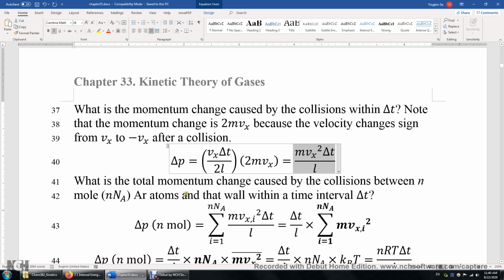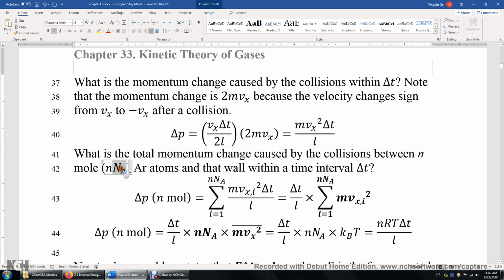Now, what if we have n mole argon atoms? So n mole atoms is n times this Avogadro constant, so n times N sub A atoms. And then we'll have to sum up all the changes in momentum for all these n mole atoms. So in total, the momentum change caused by the collisions to these n mole atoms is this. We'll have to use a sum sign here. So it's going to be just the sum of the momentum change of individual atoms. We'll have to put a dummy variable i here. This is the label. So we sum from the first atom, second atom, all the way to the last one. The last one is labeled with n times N sub A, assuming we have this many atoms. So again, this is just the sum of the momentum changes of all atoms.